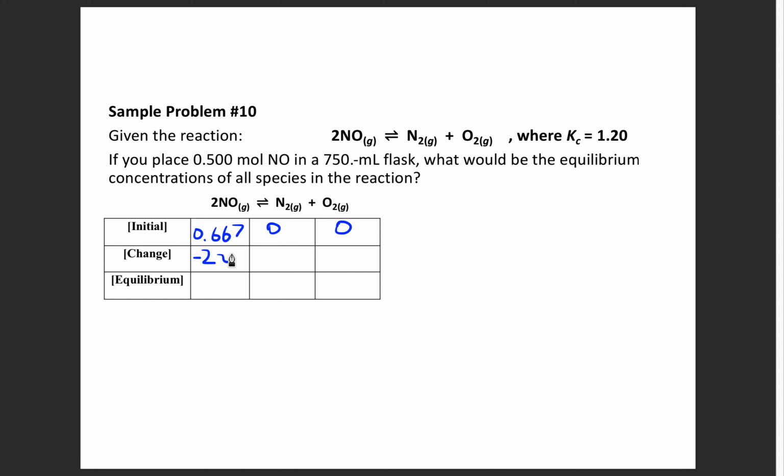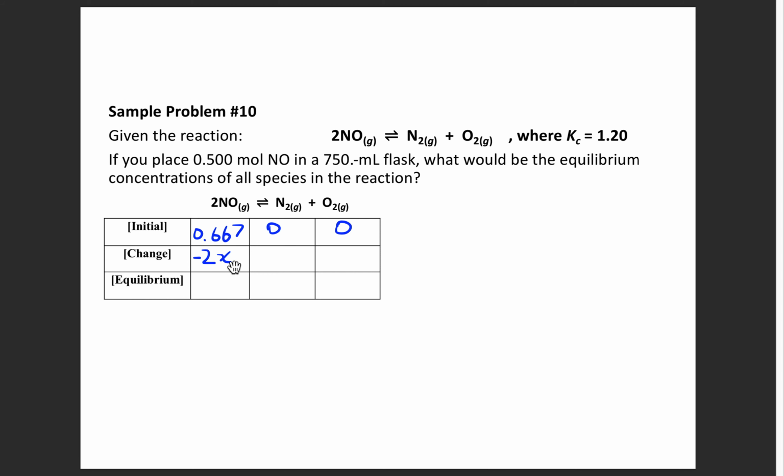All right, hopefully that makes sense because it's going to be a 2 to 1 to 1 ratio. And the negative sign is because, again, you're using this up. This has to go down. This is all you have in the flask. So the only direction that this reaction can proceed is to the right. So therefore, this is going to get used up right away as soon as the reaction starts.